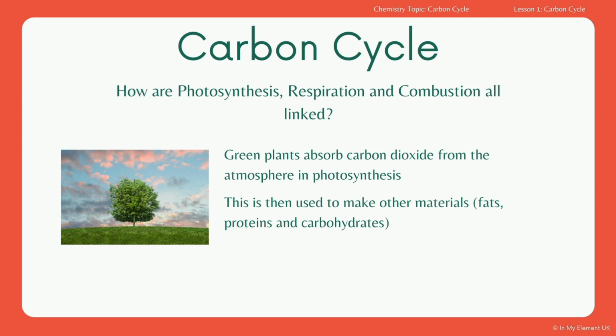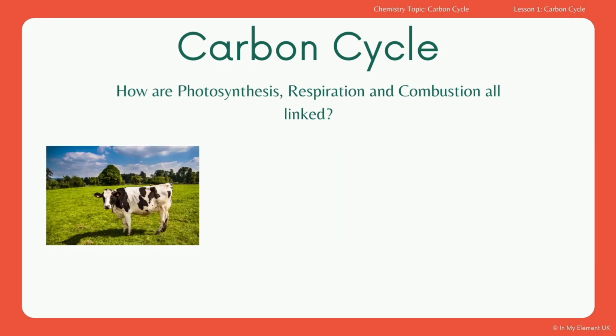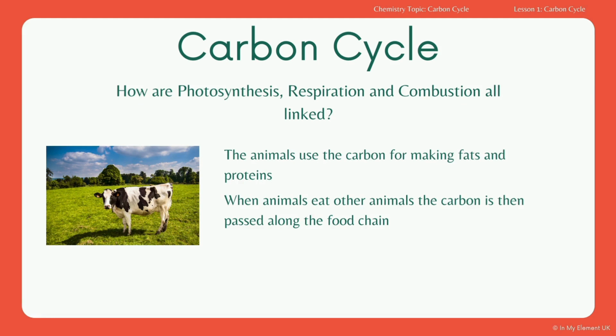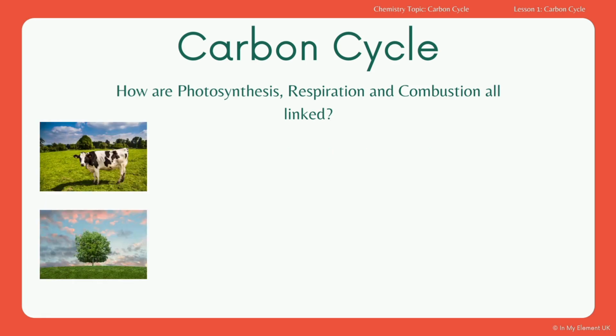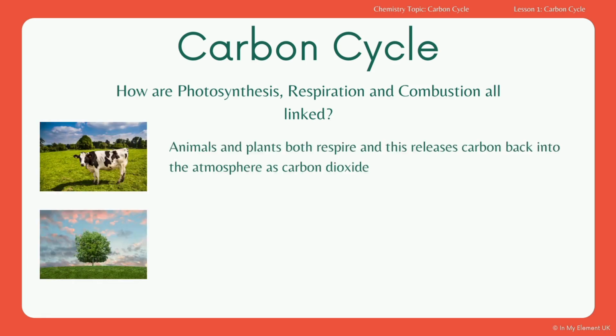Now, still focusing on that passing on, animals then eat the plants, so that carbon is passed on to them. This will then pass up the food chain. So what will happen is those animals will use the carbon for making other substances. Then when animals eat other animals, the carbon is passed along the food chain. Okay, so the carbon is present in that living organism, still as a result of photosynthesis here, remembering that we started at the start of the food chain with the green plant.